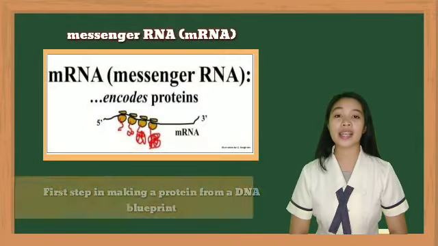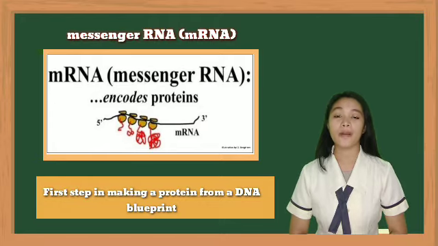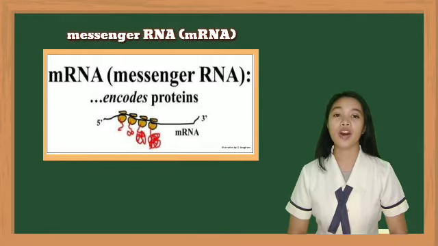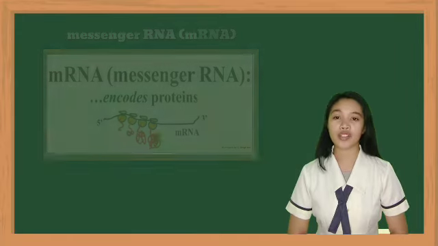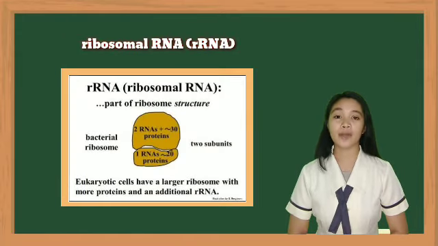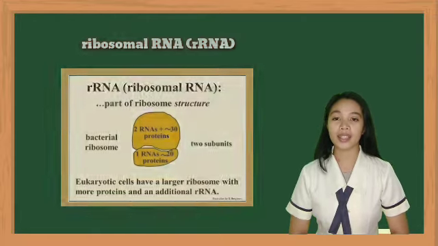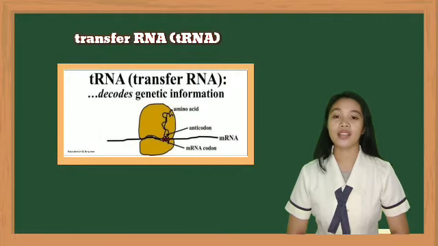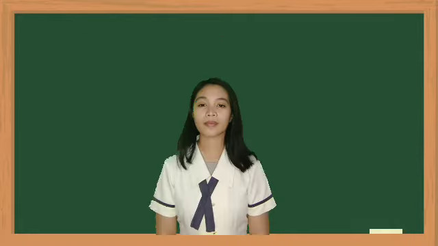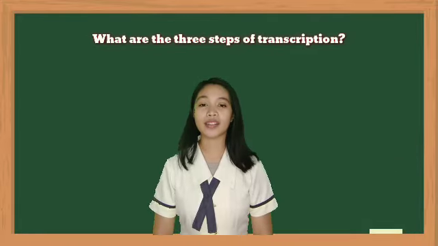Messenger RNA is the first step in making the protein from a DNA blueprint, made up of nucleotides, with a non-coding region. The ribosomal RNA has an important role in translation, with 3 sites called A, P, and E. Transfer RNA is the decoding device used in protein synthesis. It is a highly folded structure that holds an amino acid on one end and has what is called the anticodon. Class, what are the 3 steps in transcription?